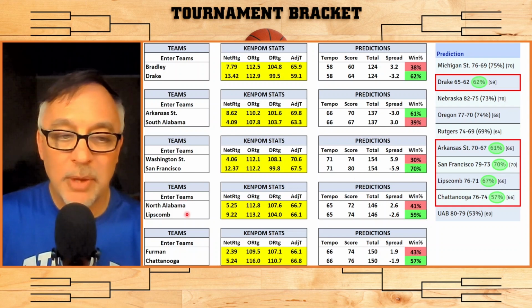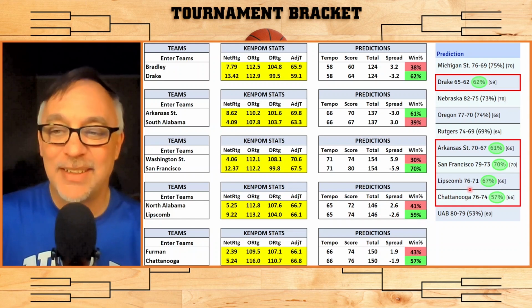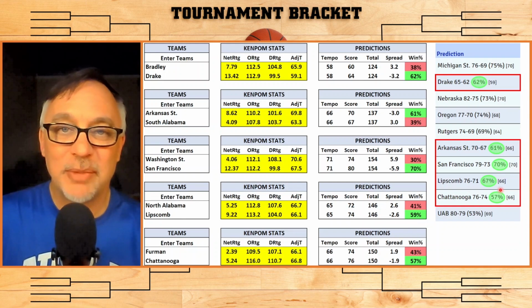Down here now we have North Alabama at Lipscomb, and we have a 59% win rate for Lipscomb, 74-72. This is one, let's just call that a glitch in the matrix, because I don't know why this is so far off.